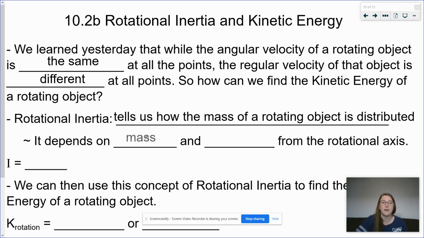Now, rotational inertia depends on the mass of the object, because again, it tells us how the mass is distributed, as well as the distance from where we're rotating. So this is I for rotational inertia. We try to write it kind of like an I with the dashes across the top so we can differentiate it from an L. But this is the formula for rotational inertia. This is not on the AP Physics formula sheet. Rotational inertia I equals mass times the distance from the axis, r, squared.